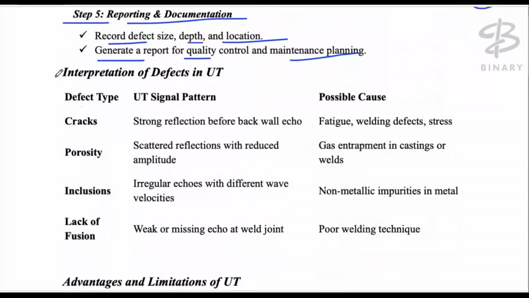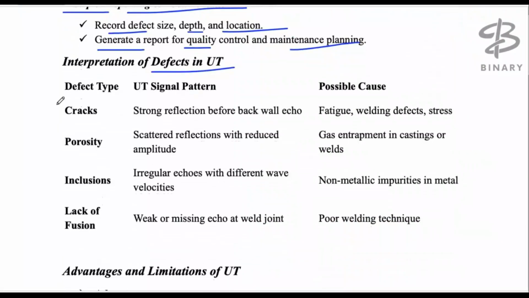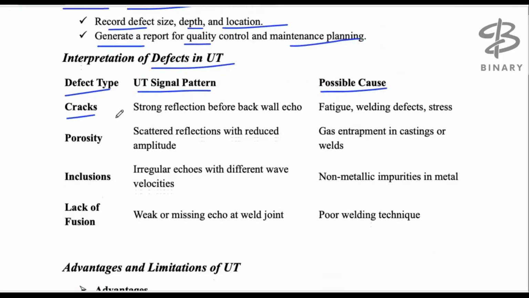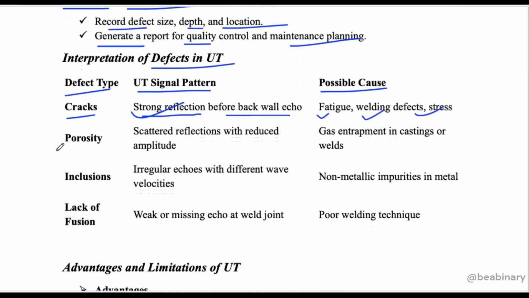These are the interpretation of the defects in UT. So, types of defect, here is the UT signal patterns and possible causes. Cracks: a strong reflection before back wall echoes. So before the back wall echoes, we have a strong reflection, and possible causes are fatigue, welding defects, stresses. If we have porosities, then scattered reflections with reduced amplitude.